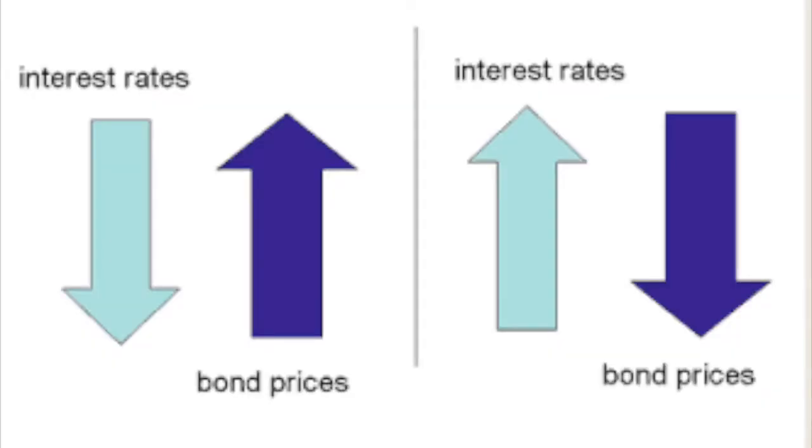Now, you may be asking right now, well, why does the Federal Reserve buy a bunch of Treasury bonds when they want interest rates to go down? The reason that the Federal Reserve buys up a bunch of Treasury bonds when they want interest rates to go down is because bonds and interest rates have an inverse relationship with one another. So when bond prices go up, interest rates go down. And when interest rates go up, bond prices go down.